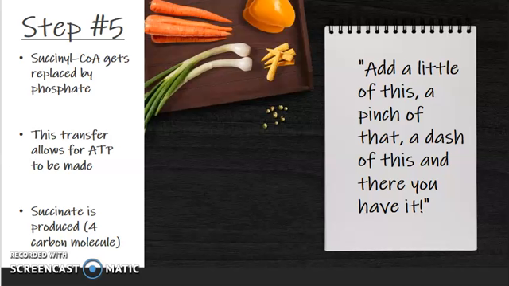In step 5, succinyl-CoA gets replaced by phosphate. This transfer allows for ATP to be made. Succinate is produced, which is a 4-carbon molecule.